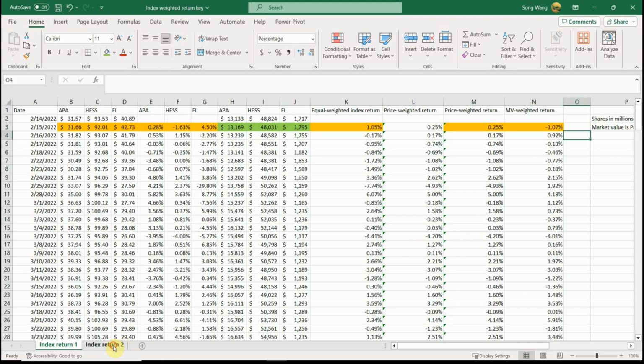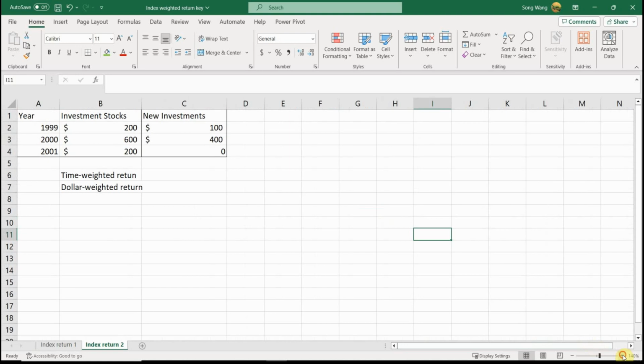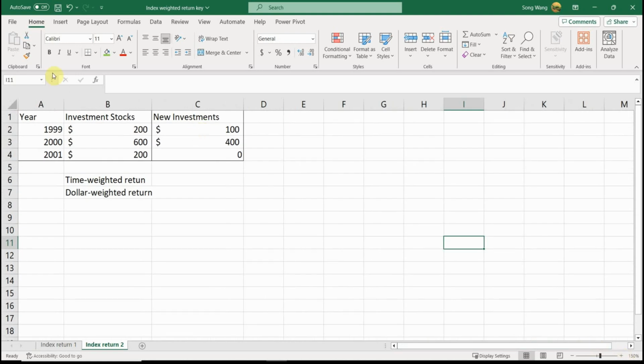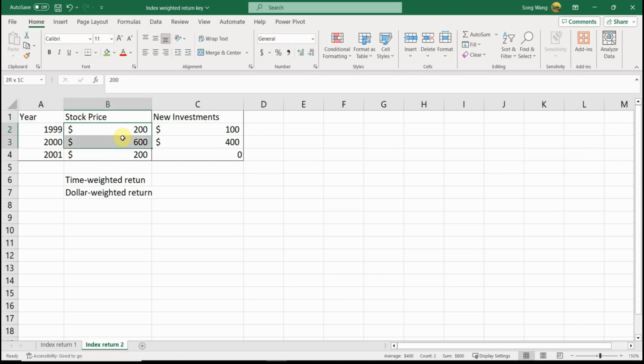And the next one is actually simpler. So you're looking at 3 periods, and you are looking at the stocks. Okay, so these are the stock prices. Let me just change that so you don't get confused. Stock prices from 1999 to 2000 to 2001, and you will see the stock price goes up and then bounces back.